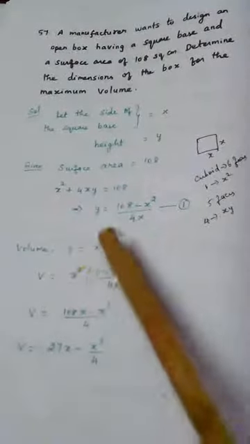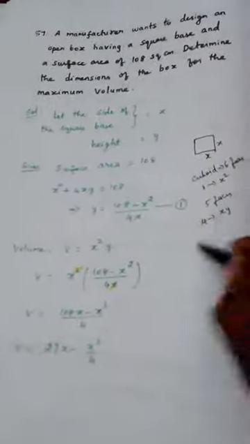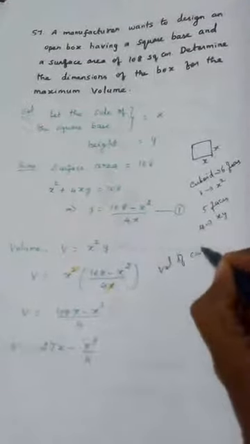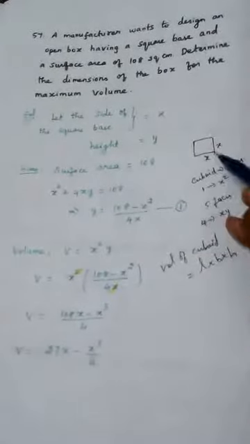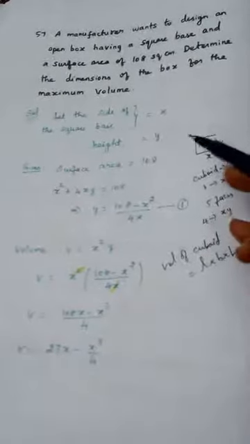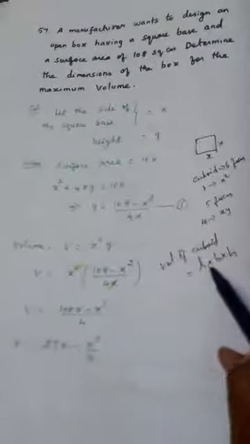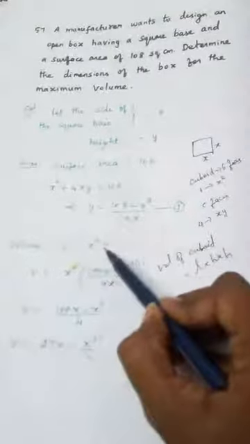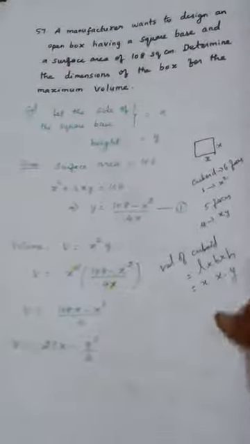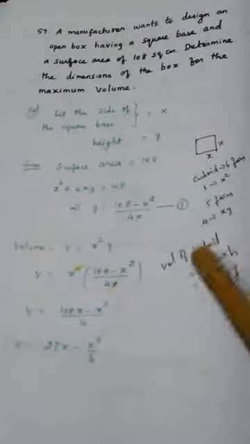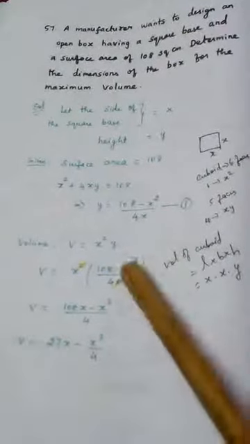What is the volume formula? Because we need the volume to be maximum, we will try to find out the volume. Volume V is equal to, the volume of a cuboid is length into breadth into height. Here the length is x, breadth is also x, height only differs. So multiplying this we get x square y. In that, in place of y you substitute this value and cancel.